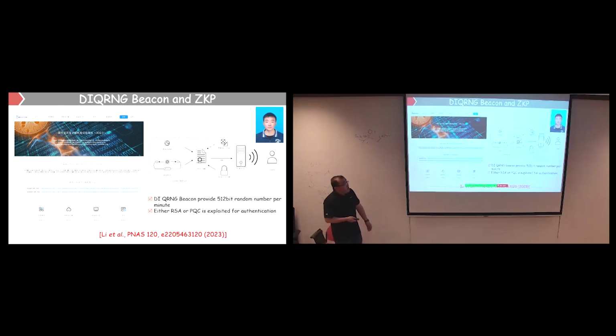And here we show an application where users want to play a zero-knowledge proof game. It means they want to verify something, but they don't want each other to know the information they have, but they want to compare something. With this random number beacon, we can do that. And of course, if you download it, you need to make it secure. You can use either RSA or PQC, post-quantum cryptography, for this authentication. Of course, you can also use quantum key distribution to do that, but it's a different kind of solution.